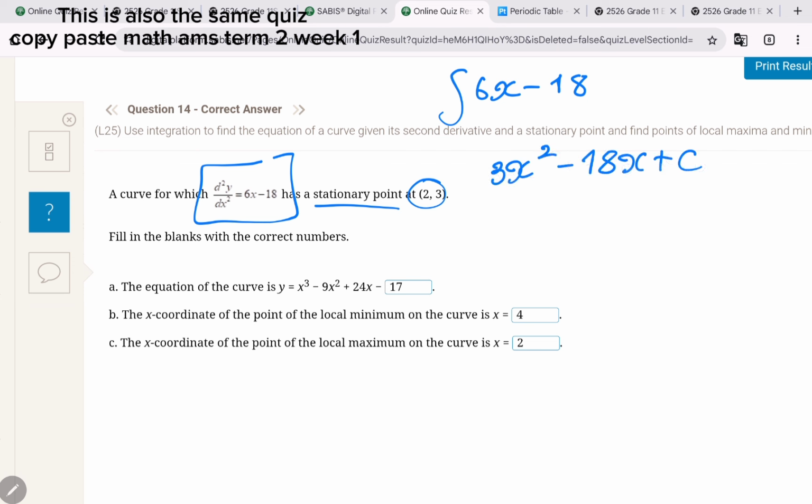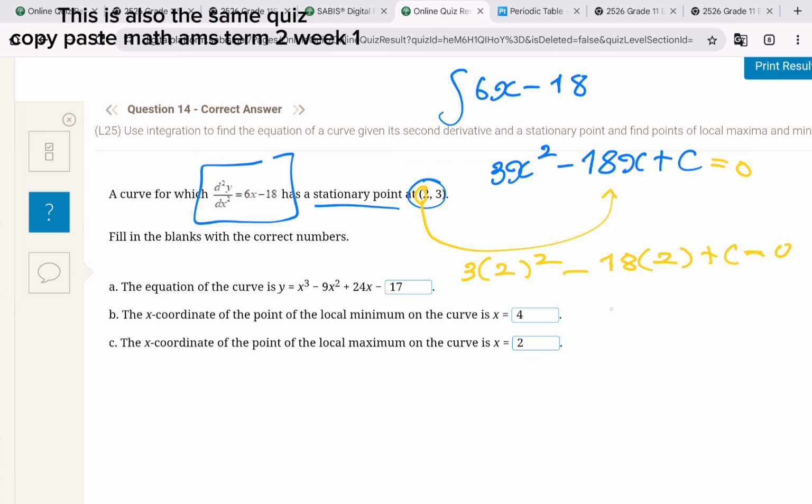How do I find the value of c? Very simply, we know that the first derivative, when I substitute my stationary point, I'm supposed to get 0. So my stationary point is at 2, 3. So if I substitute 2 in my first derivative, I'm supposed to get an answer of 0. So 3 times 2 squared minus 18 times 2 plus c is equal to 0, right? I would get the value of c to be equal to 24.